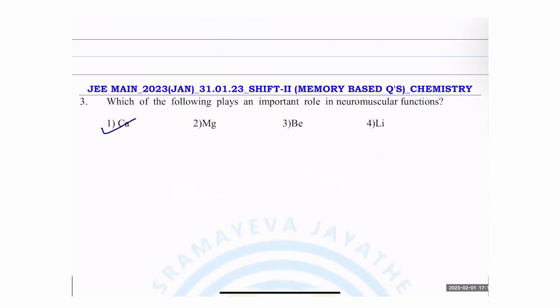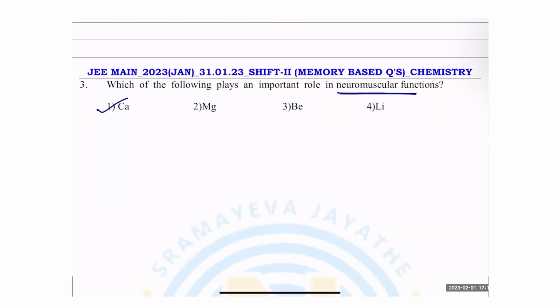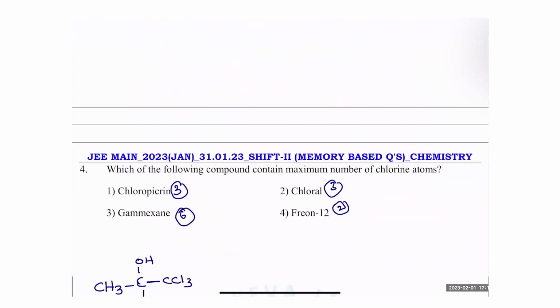And the next one, which of the following plays an important role in neuromuscular function? That is from s block, biological functions of s block elements, alkali and alkaline earth metals. Here the metal which plays an important role in neuromuscular functions is calcium. He created that question directly from the biological functions of alkali and alkaline earth metals. So the answer is calcium.